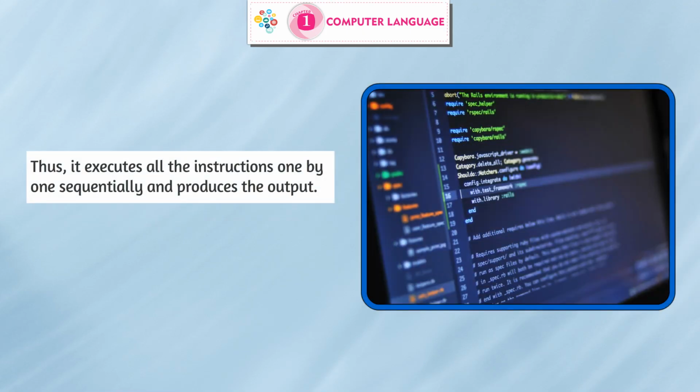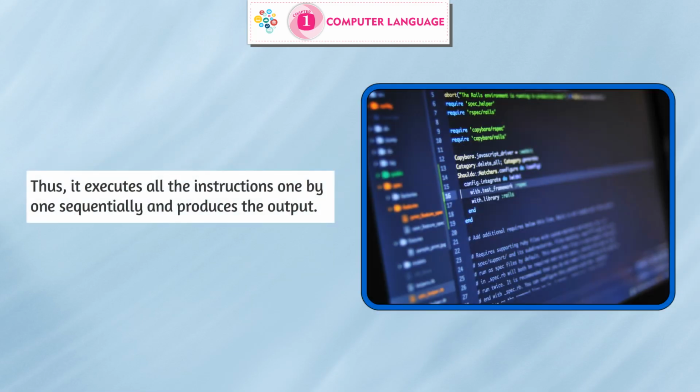To perform a specific task, a programmer writes a set of instructions called a program. A program is stored in RAM. The CPU picks one instruction from the RAM and executes it. Thus, it executes all the instructions one by one sequentially and produces the output.